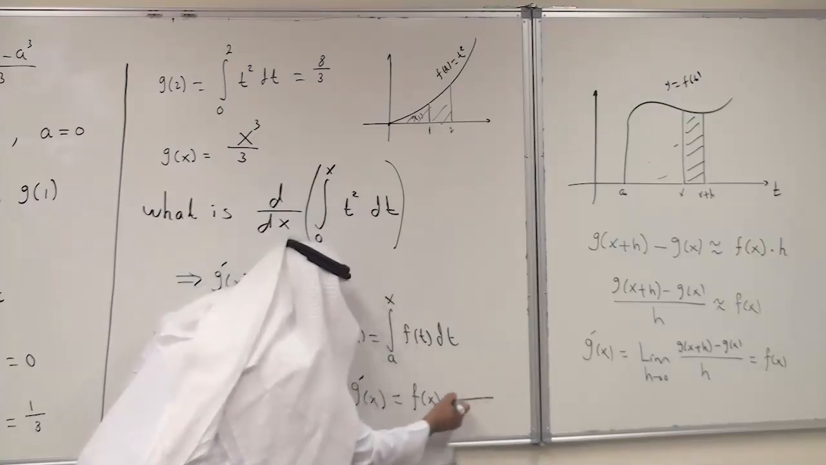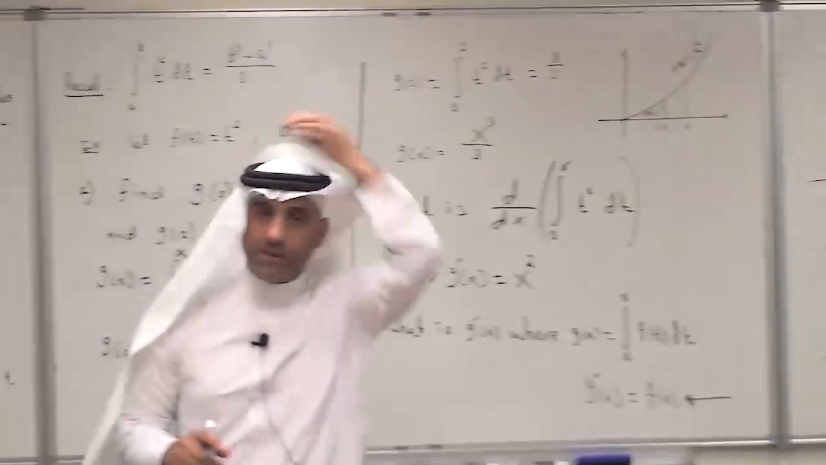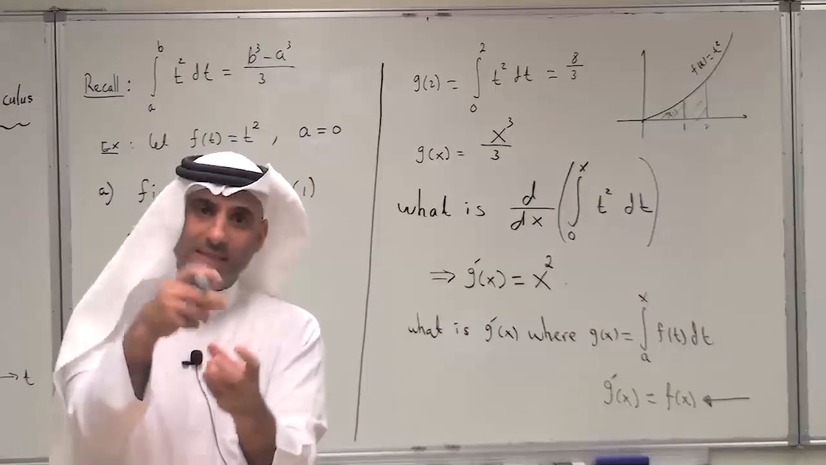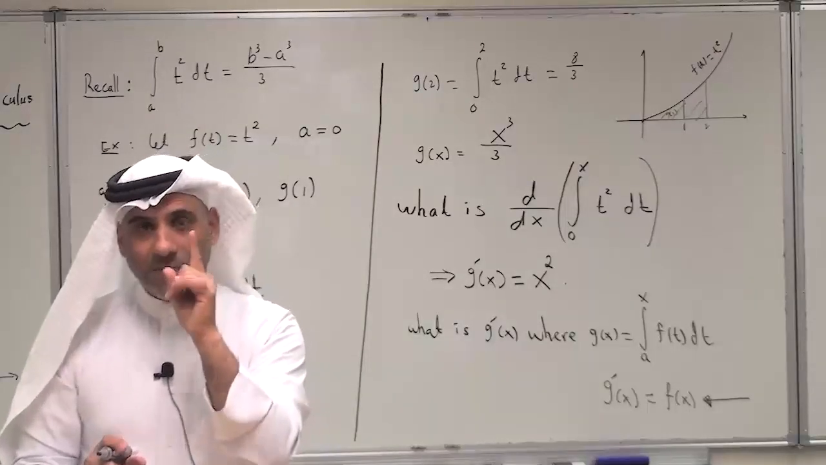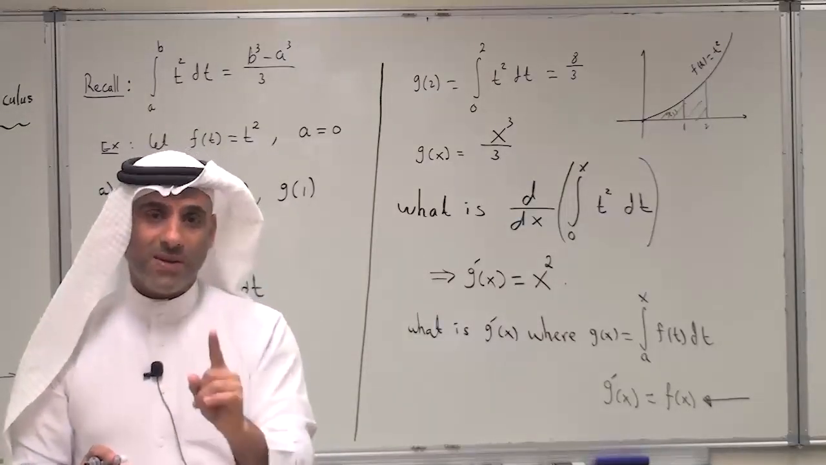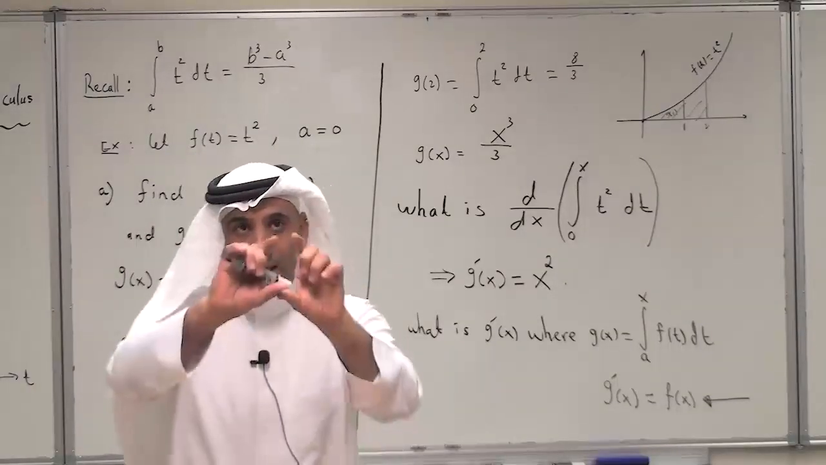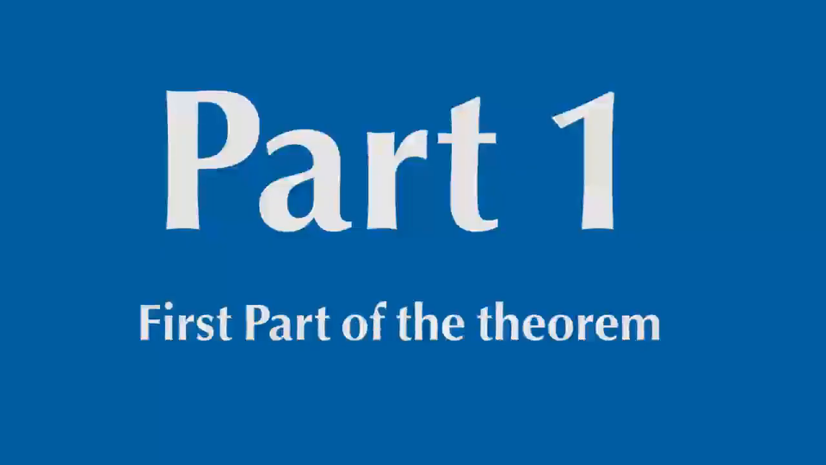And this is exactly the conclusion of what we call the fundamental theorem of calculus part 1. Of course, we need to add some conditions to ensure the existence of the integral, and that will be done in the first part of the fundamental theorem of calculus. I will now summarize the conclusion of this discussion as the first part of the fundamental theorem of calculus.